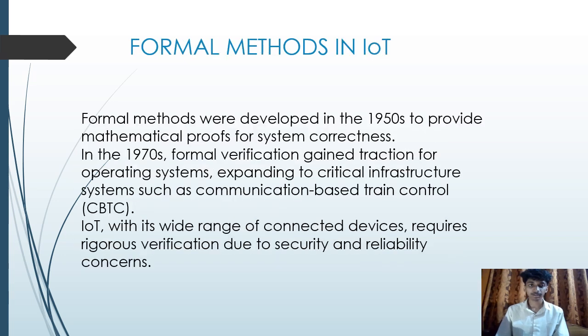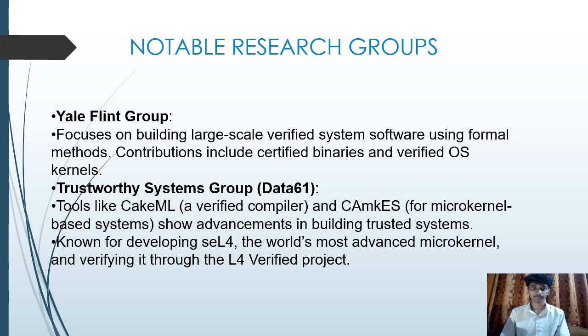Formal methods in IoT. Formal methods were developed in the 1950s to provide mathematical proofs for system correctness. In the 1970s, formal verification gained traction for operating systems, expanding to critical infrastructure systems such as communication based train control. IoT, with its wide range of connected devices, requires rigorous verification due to security and reliability concerns.